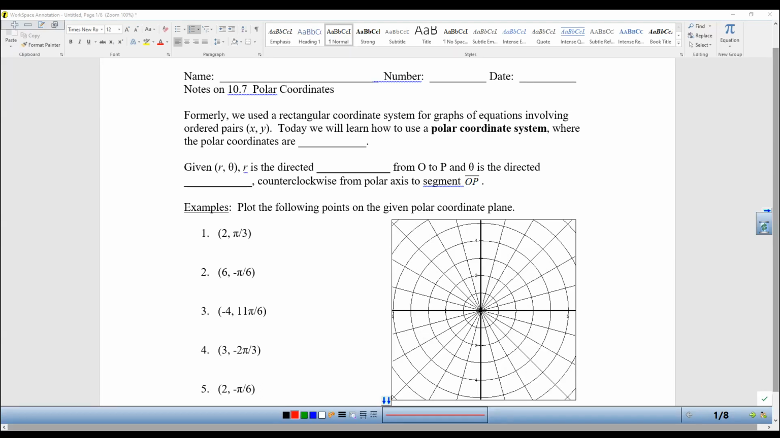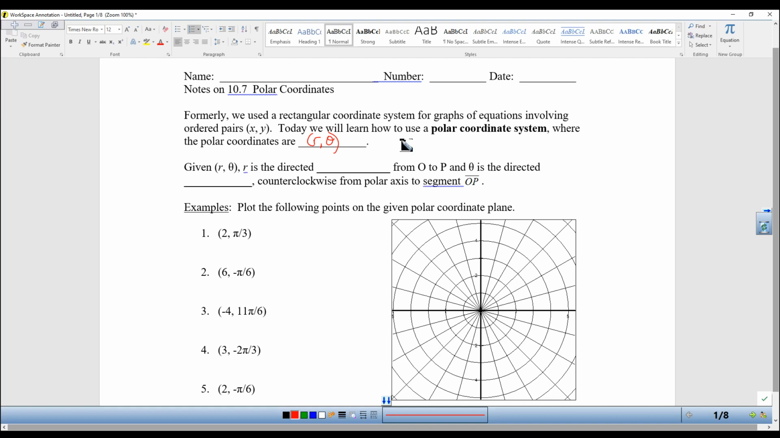This is section 10.7 on polar coordinates. This is a very cool section. Formerly, we used a rectangular coordinate system for graphs of equations involving ordered pairs, x, y. Today, we will learn how to use a polar coordinate system where the polar coordinates are r, comma, theta.